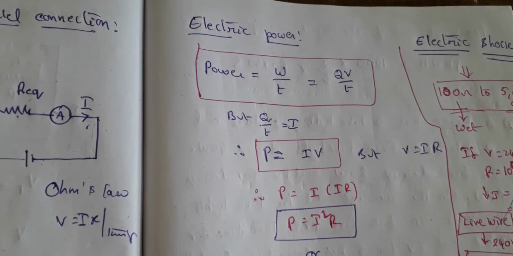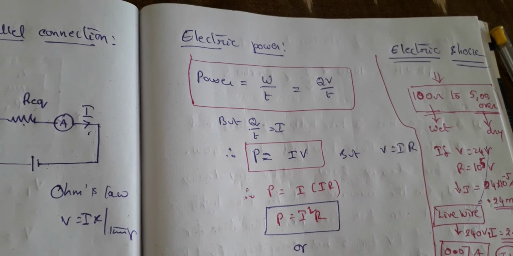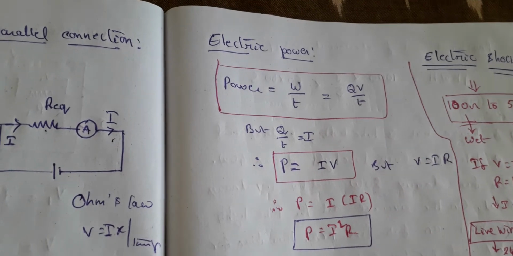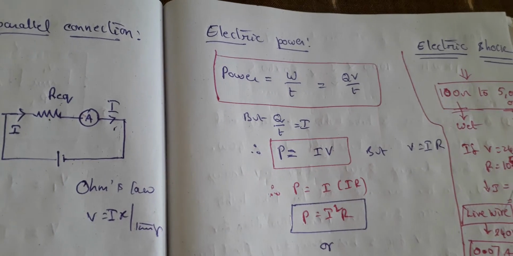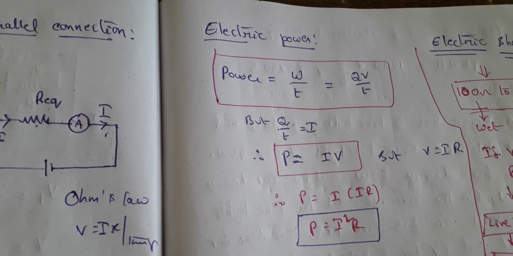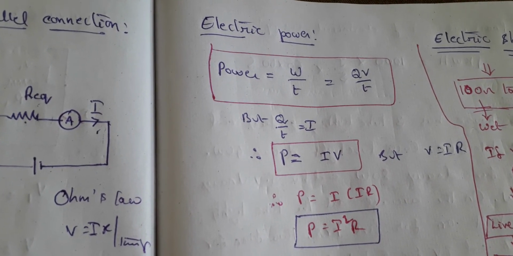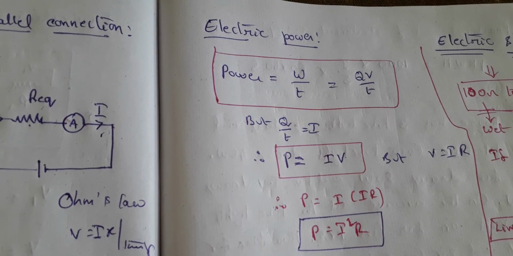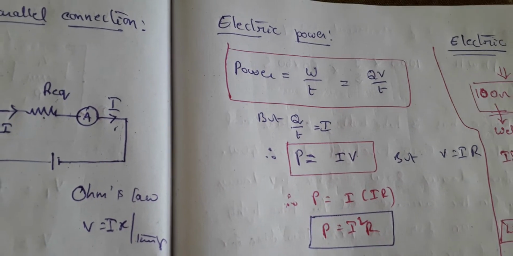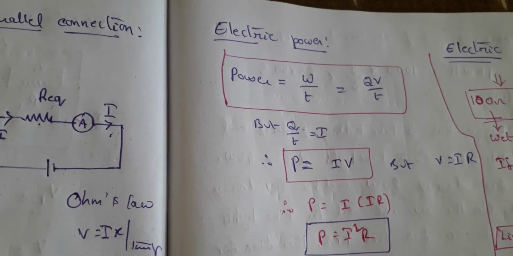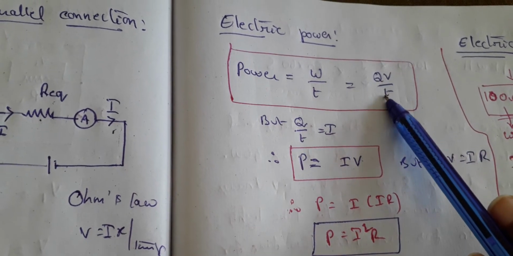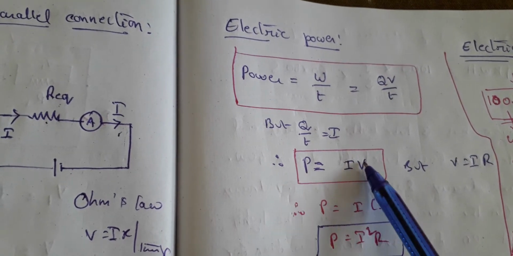So now the next part is electric power. Already in mechanics you have learned power is equal to work done by time. So here work done is equal to Q into V, with electrostatic potential and charge, where Q is equal to I into T, or I is equal to Q by T. This is how we define current. Substituting that, in place of Q by T you will substitute I. So P is equal to I into V.